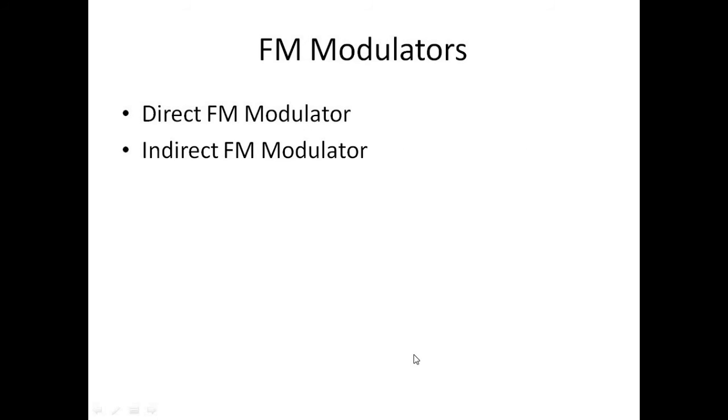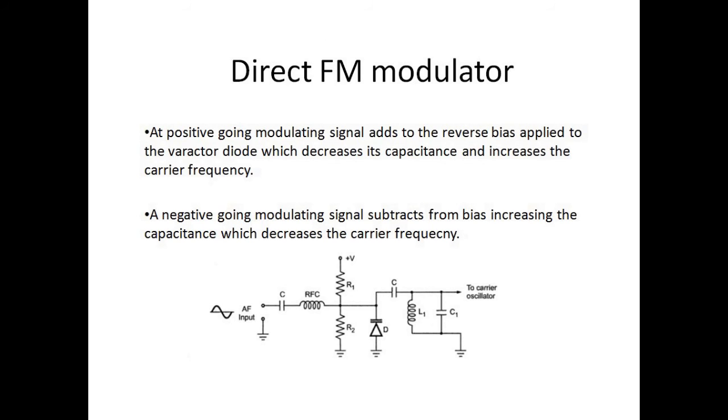There are two ways to generate the frequency modulated signal. One is direct FM modulation and another is indirect FM modulation. In direct FM modulation, based on the operation of a varactor diode, we can get the frequency modulated signal. A positive going modulating signal adds to the reverse bias applied to the varactor diode, which decreases its capacitance and increases the carrier frequency. A negative going modulating signal subtracts from the bias and increases the capacitance, which decreases the carrier frequency.